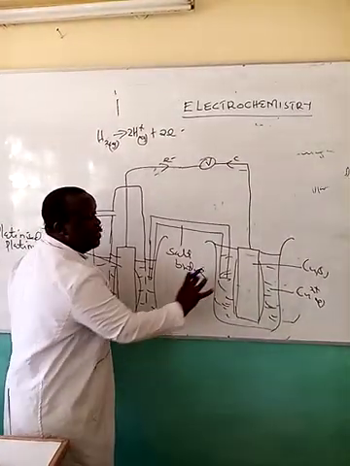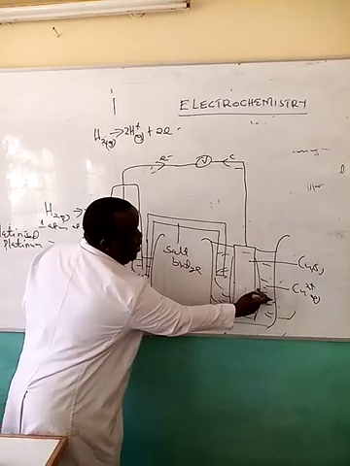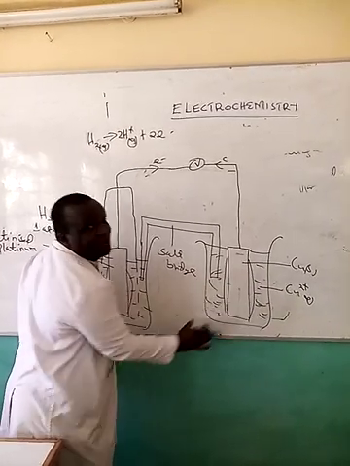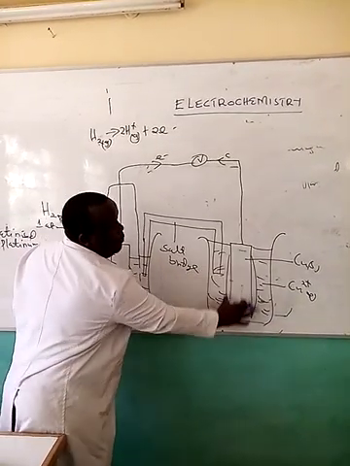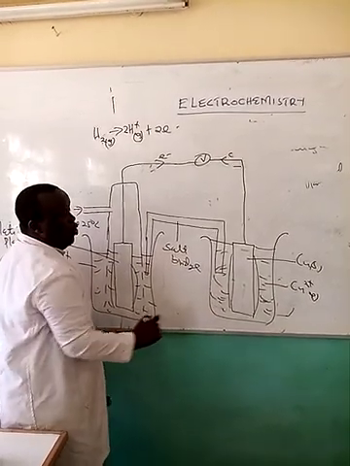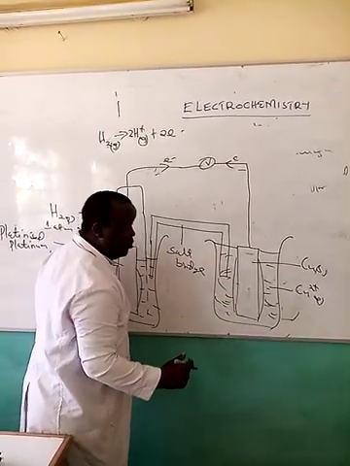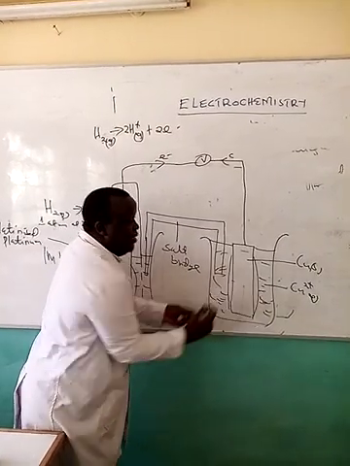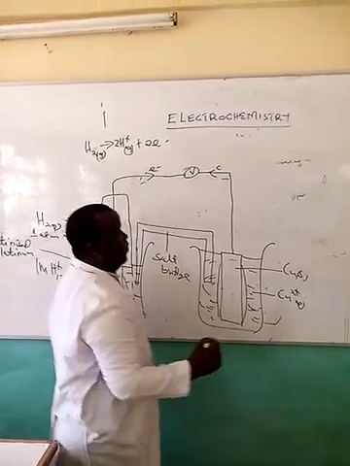Reason being, the electrons are being picked from that particular electrode, and the electrons are piling up in this particular electrode. And that's why we refer to it as the cathode, or the half cell that undergoes reduction, because the electrons are accepted here.